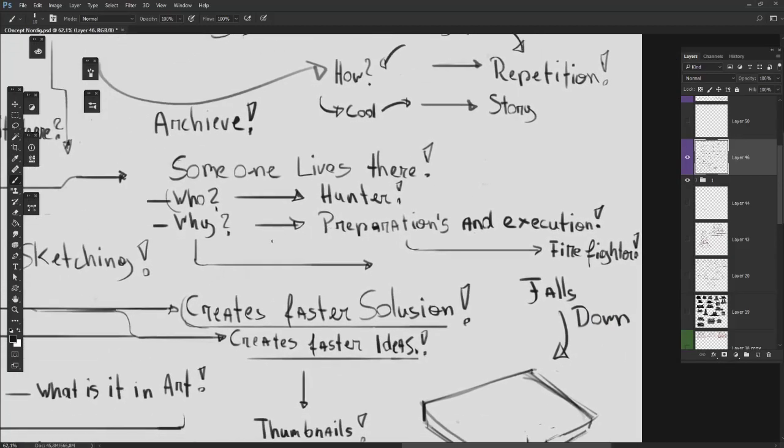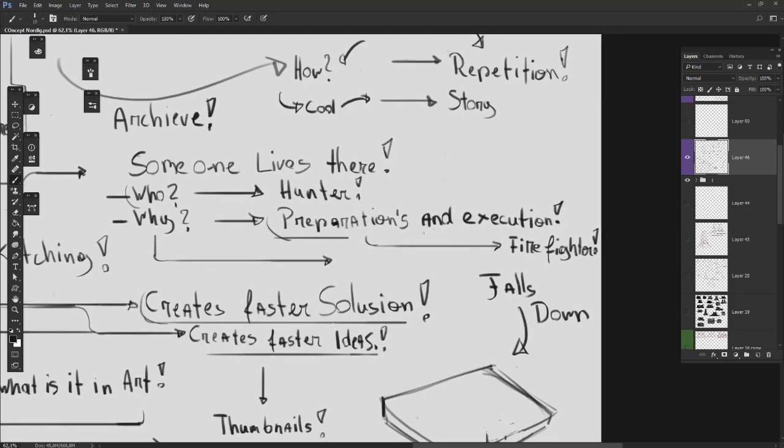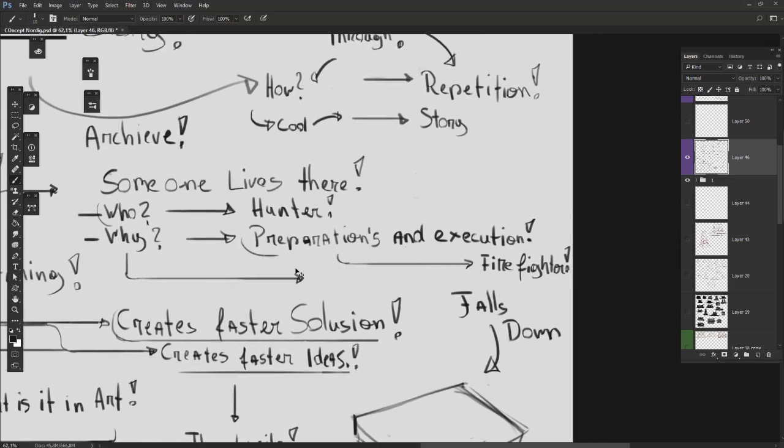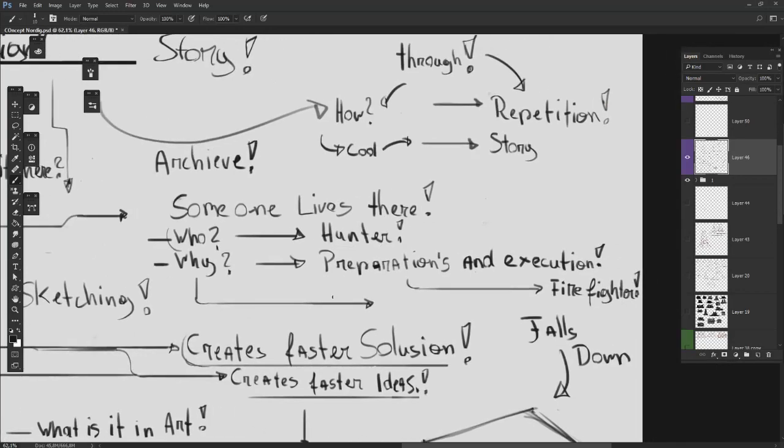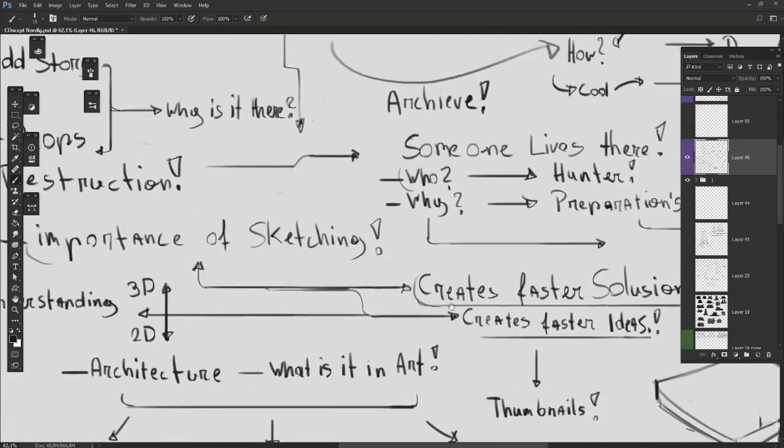But why is it a hunter building? What do they do here? Probably they prepare something, where they go to the wild. It's like a firefighter. I thought about a firefighter as I was writing about hunters and hunter guilds.